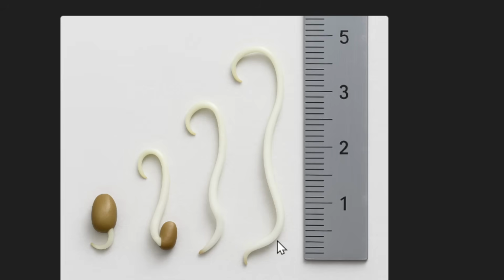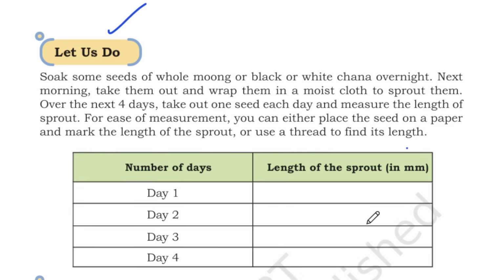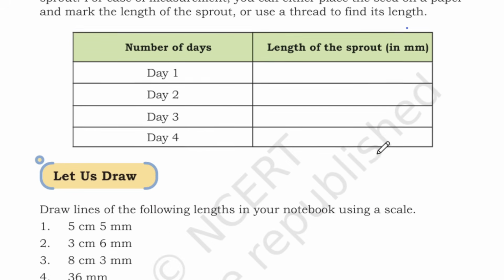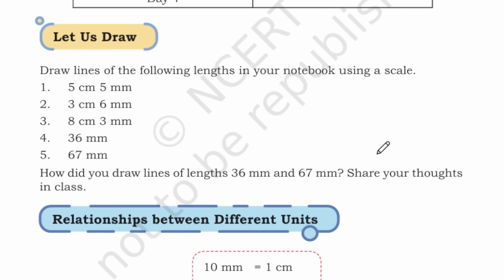Okay, so this is your activity. You have to do it by yourself. So very easy activity. Always ask your parents or your elder brothers and sisters to help with this activity. As mentioned here, you can use a paper or you can get the help of a small thread and you can measure, and then you can measure it using your wooden scale so that you can get the exact length of the sprouted one. Okay, next let us draw.